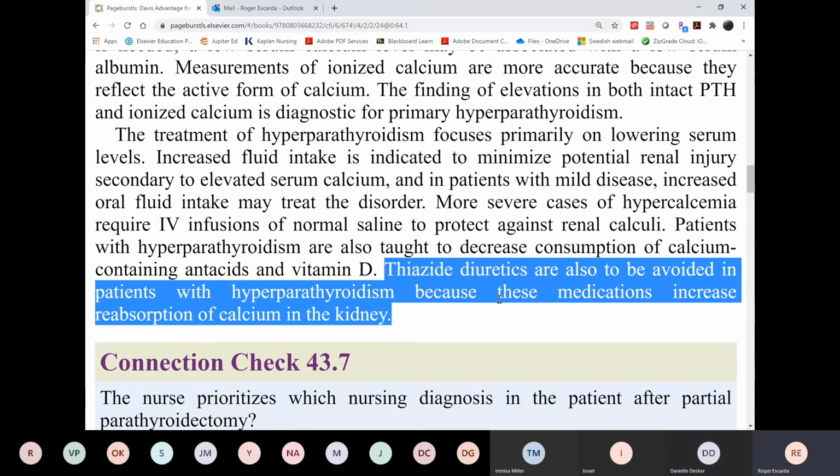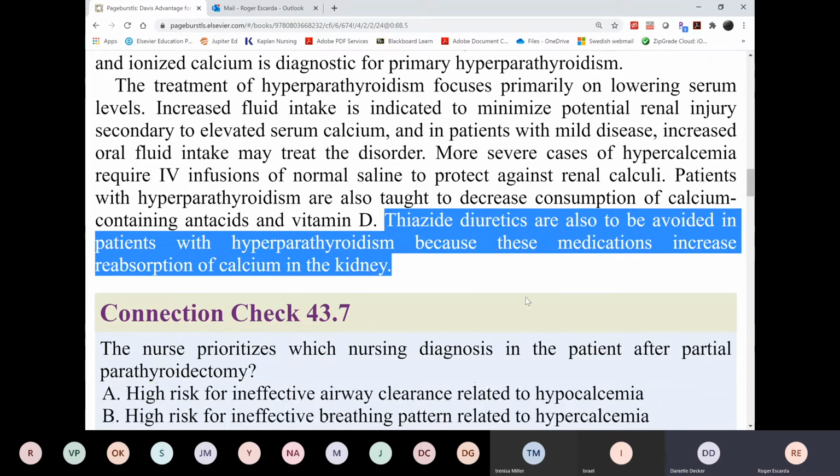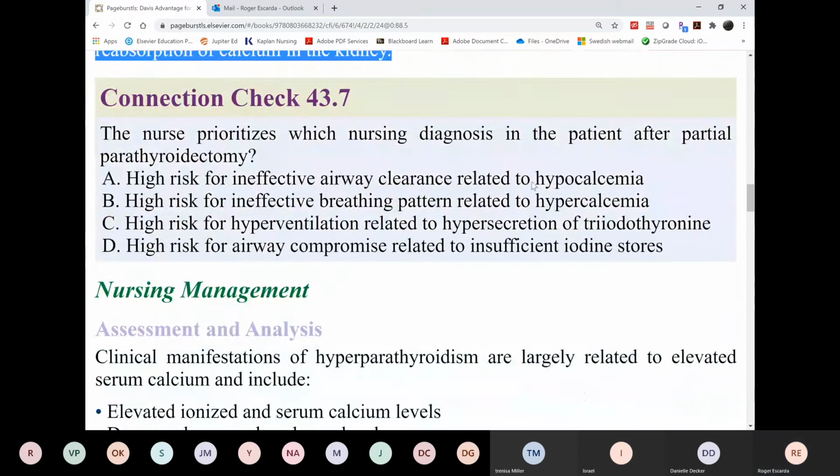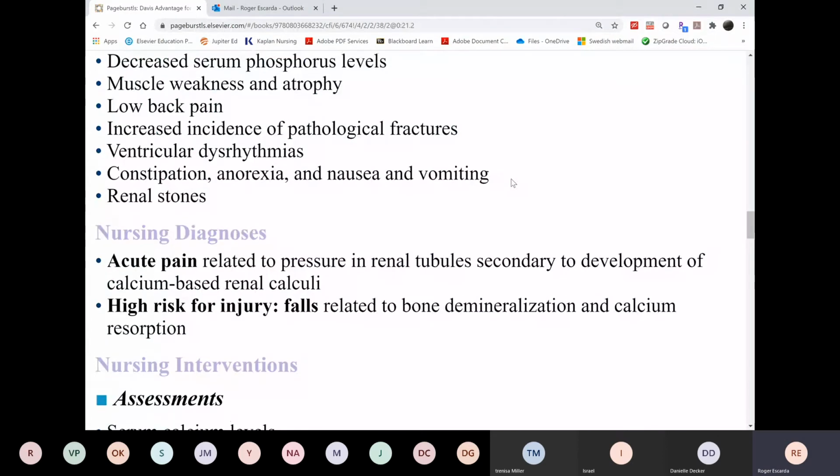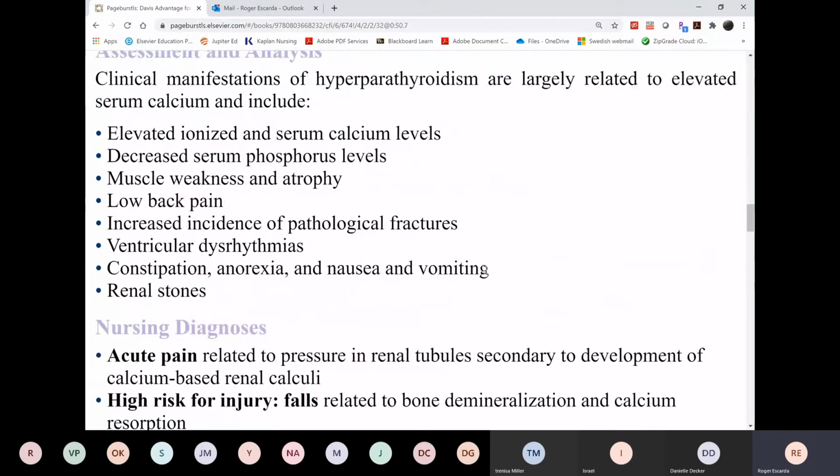Why can't we use thiazide diuretics? Can you read that highlighted statement, please? Because they increase the reabsorption of calcium in the kidney. All right. So we can use loop, but not thiazide diuretics. And here's a summary of your signs and symptoms.